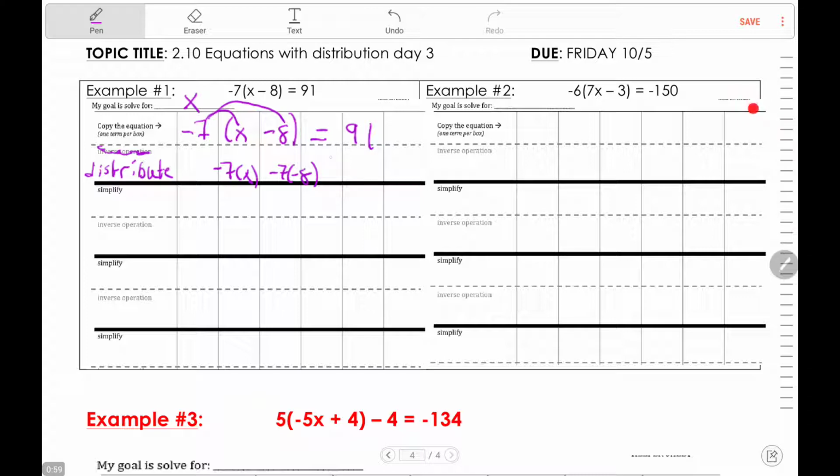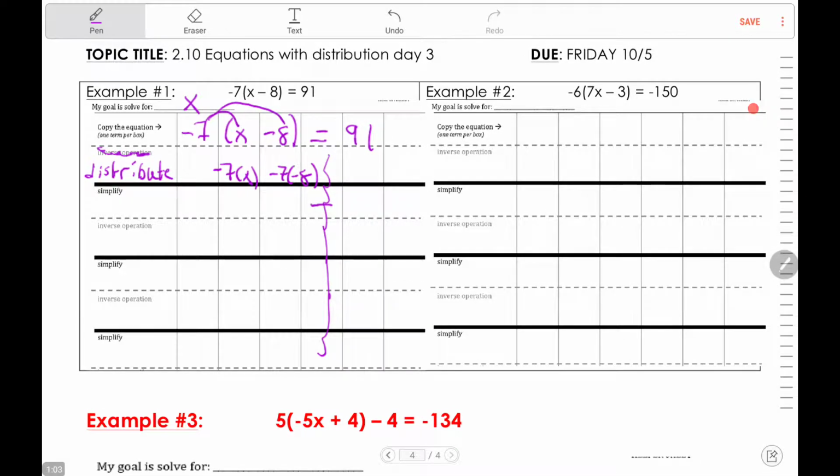Alright, now remember, equals comes down. Where does that leave us? When we simplify, -7 times x is -7x, and -7 times -8 is positive 56.